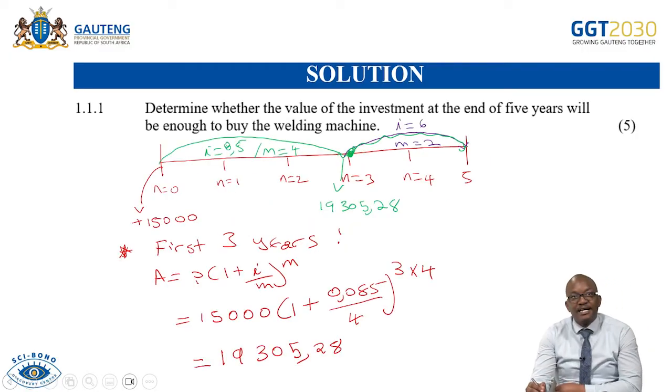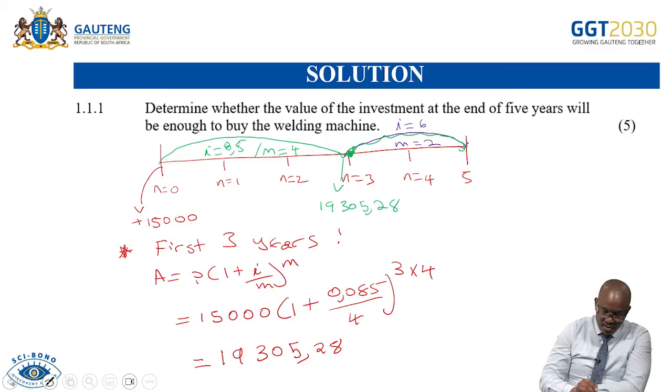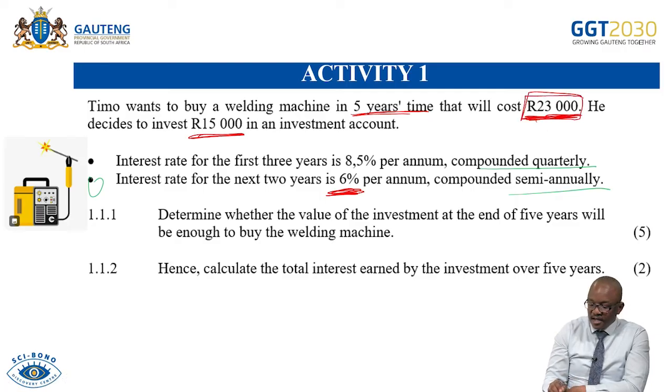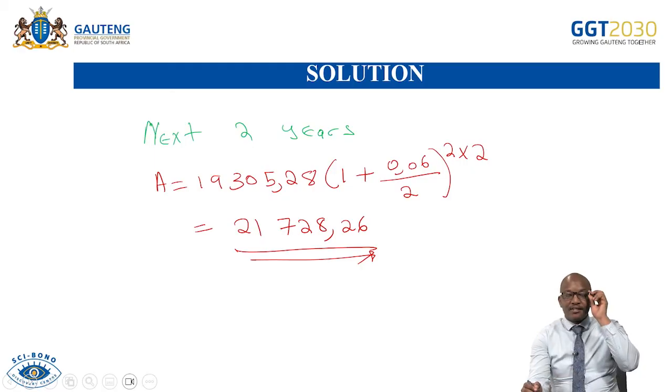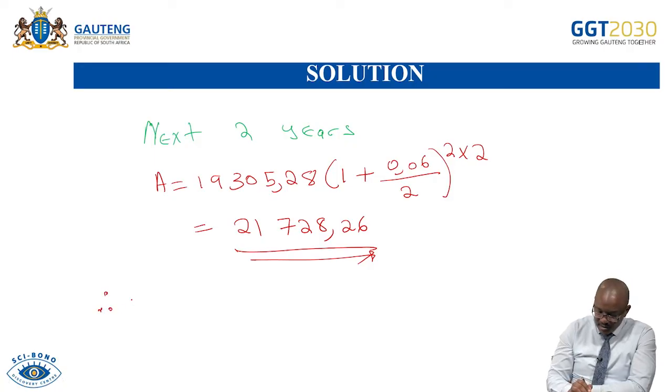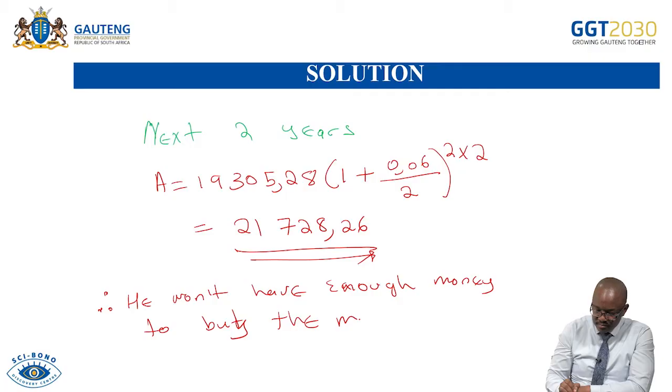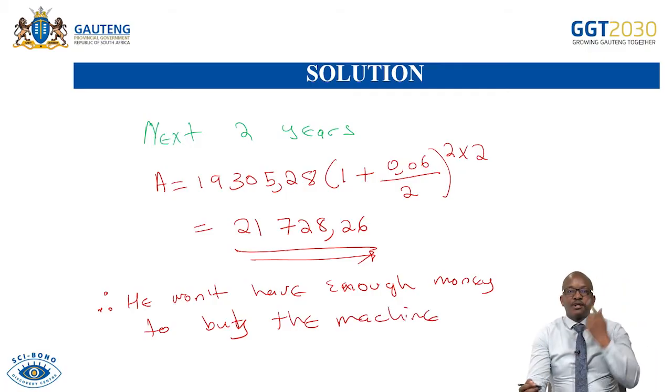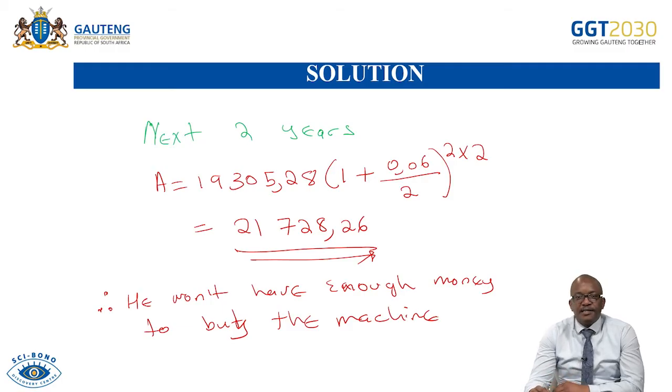Remember, the question says, determine whether the value of the investment at the end of 5 years will be enough to buy the welding machine. So now, the value of the machine in 5 years' time will be 23,000. And as we calculate the invested amount, we have 21,728 rand. So now you have to conclude. You could say, therefore, it means that he won't have enough money to buy the machine. So that's how you can conclude, or you could say he won't have enough money.